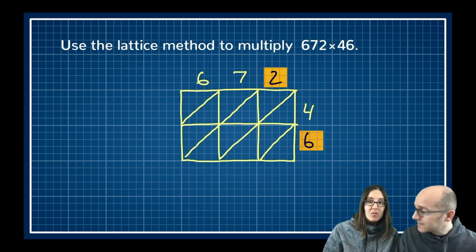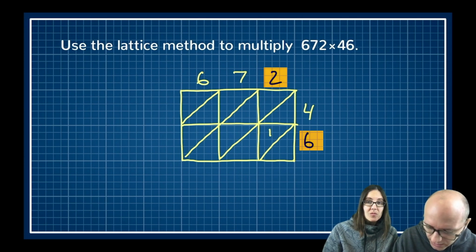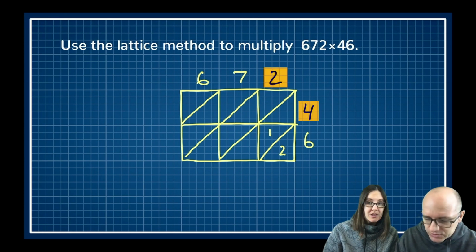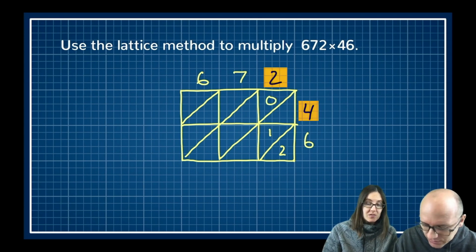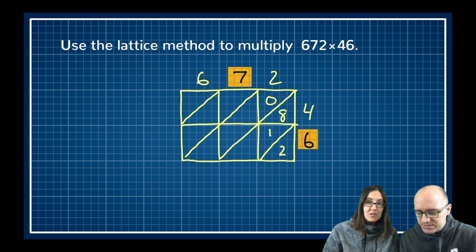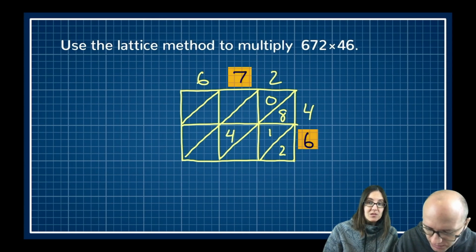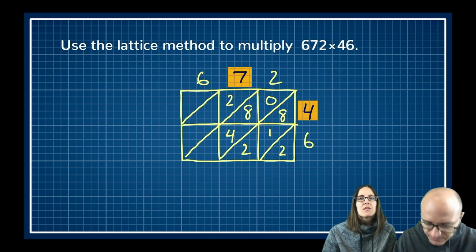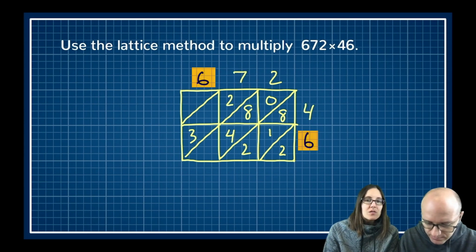So 2 times 6 is 12. I'm going to put the 1 here and the 2 here. So I'm going to write my number 12 that way. 2 times 4 is 8. I'll just put a 0 and an 8. 7 times 6, 42. Okay, 7 times 4, 28. 6 times 6, 36.